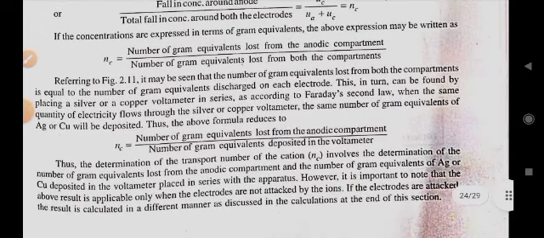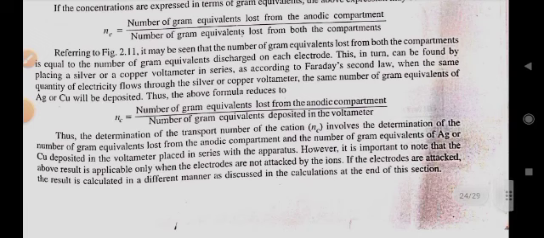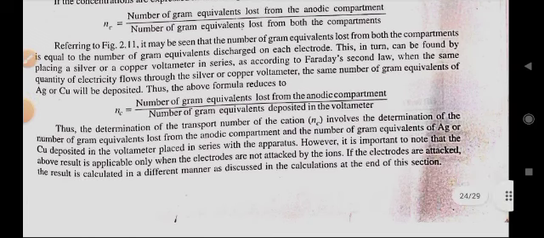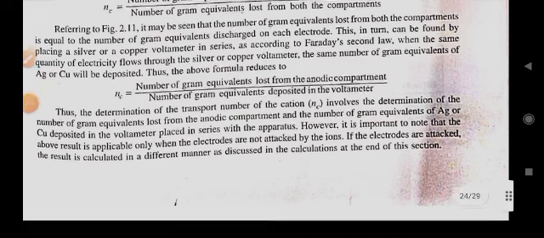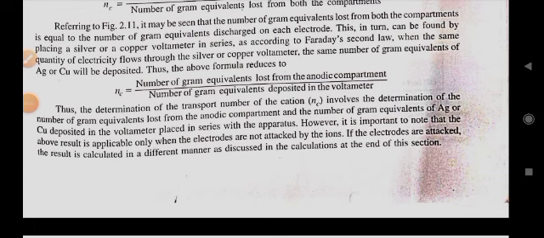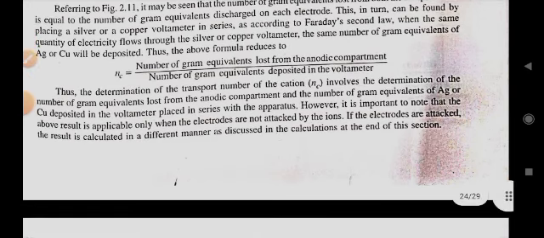If the concentrations are expressed in terms of gram equivalents, the above expressions may be written as NC is equal to number of gram equivalents lost from the anodic compartment upon number of gram equivalents lost from both the compartments. It may be seen that the number of gram equivalents lost from both the compartments is equal to the number of gram equivalents discharged on each electrode. This, in turn, can be found by placing a silver or a copper voltameter in series, as according to Faraday's second law, when the same quantity of electricity flows through the silver or a copper voltameter, the same number of gram equivalents of Ag or Cu will be deposited.